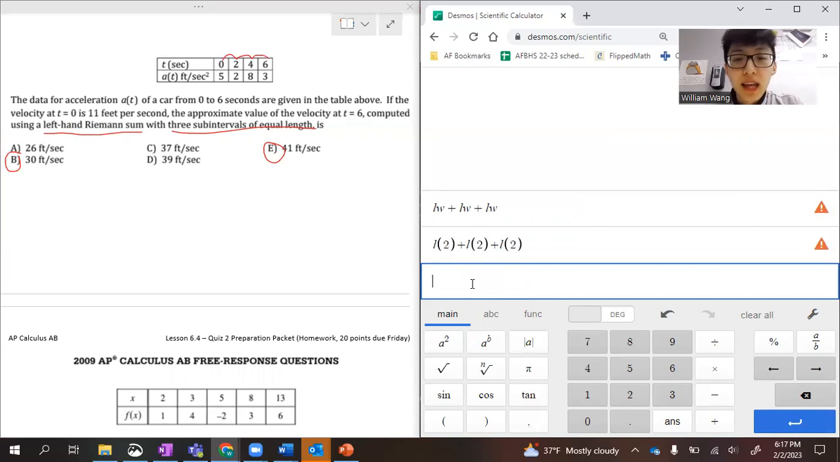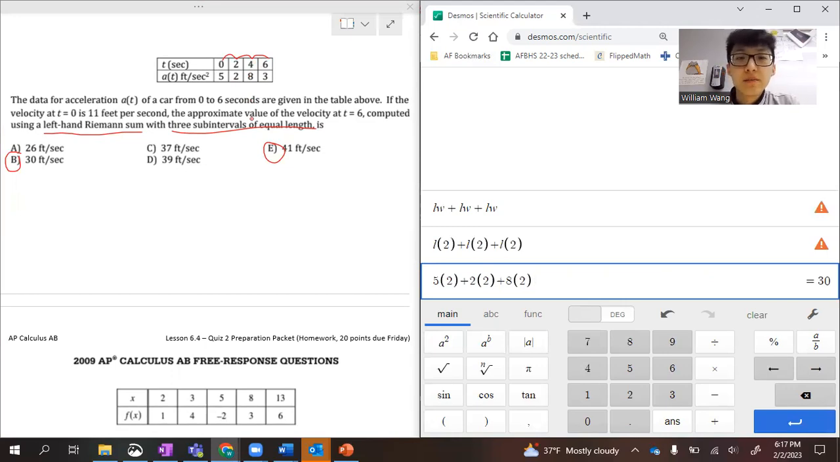The length of each of my rectangles is based on the left-hand sum. So I'm going to go from 0 to 2. I look at my left side. Left side between 0 and 2 is 5, so it's 5 times 2, plus my second rectangle, 2 to 4. My left-hand side is 2, so 2 times 2, plus from 4 to 6, my left-hand side is 8, so it's 8 times 2. All right, so it would be 30.